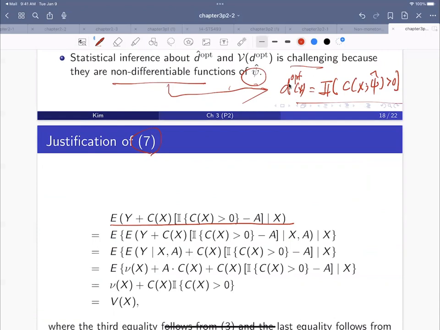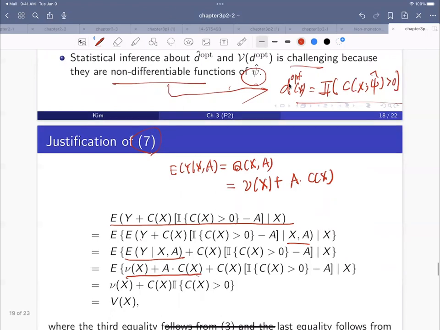And we first condition on x and a, and then given x and a, the only thing random is y, so we get this one. And then what is y given x and a? It is basically Q, Q(x, a), right? So Q(x, a) is nu x plus a times c x. So that's basically this one.